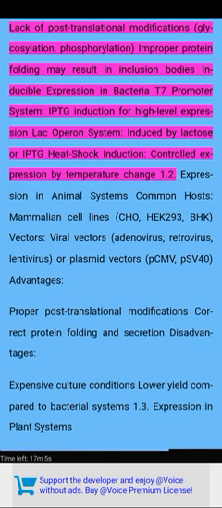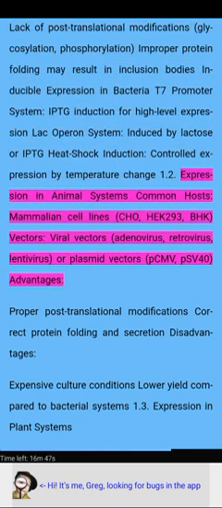Lack of post-translational modifications, such as glycosylation and phosphorylation, and improper protein folding may result in inclusion bodies. Inducible expression in bacteria: T7 promoter system, IPTG induction for high-level expression; lac operon system, induced by lactose or IPTG; heat shock induction, controlled expression by temperature change.